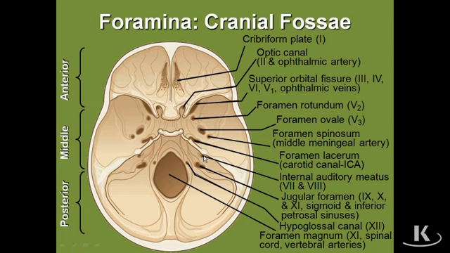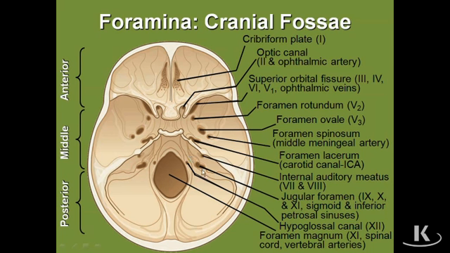And then more posterior than that, we have the jugular foramen, a very large opening, which has 3 cranial nerves going through it, cranial nerves 9, 10, and 11, glossopharyngeal, vagus, and accessory nerves. But also going through it are 2 important venous structures. Coming in from the posterior side and going into the jugular foramen is the sigmoid sinus, one of the dural venous sinuses, which would be sitting right here. And from the anterior side, we would have the inferior petrosal sinus.